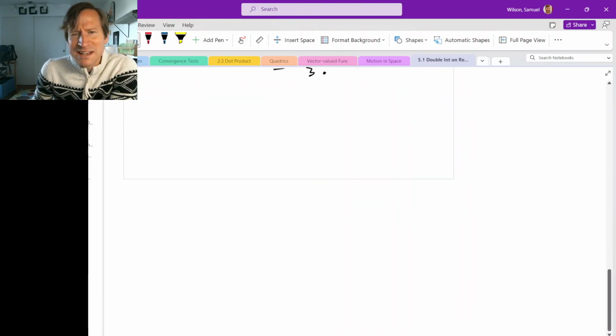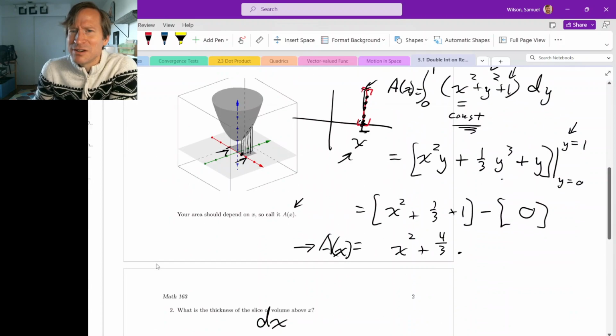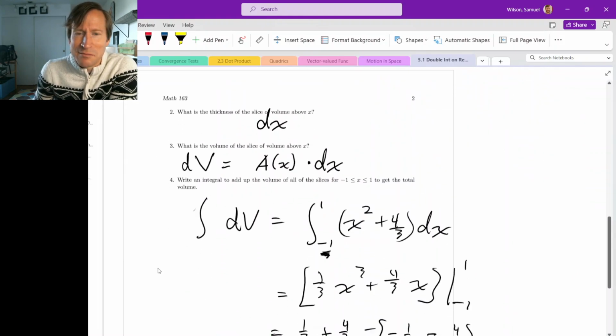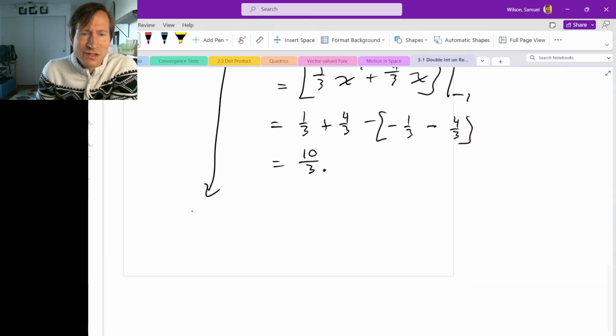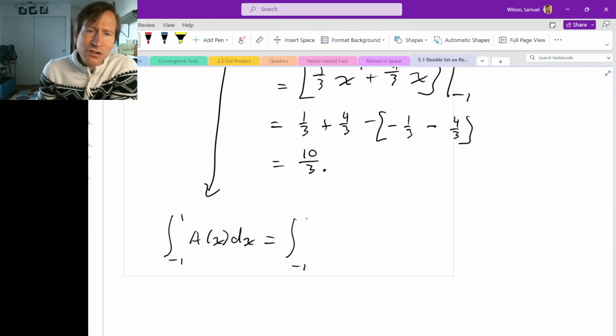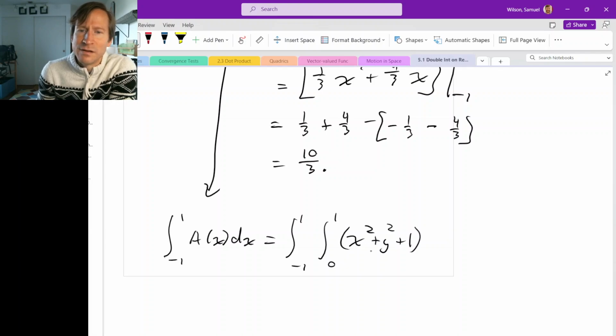Taking a step back, you can see what happened here. Actually, let me rewrite this. So this integral of our volume was the integral from -1 to 1 of our area function dx. But that area function itself was an integral. So the area function was the integral from 0 to 1 of x squared plus y squared plus 1 dy. And then the outside integral is dx.